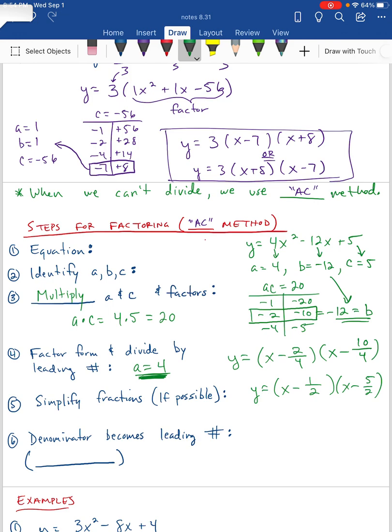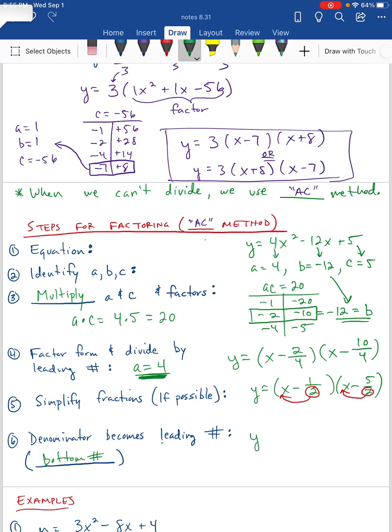Okay. Now, your final step is that your denominator becomes your leading coefficient, your leading number. It changes now. Remember that your denominator is just your bottom number in your fraction. So what that means is that now this denominator goes over here. It becomes your leading number inside the parentheses. Same thing goes for this too. It now becomes your leading number inside that parentheses.